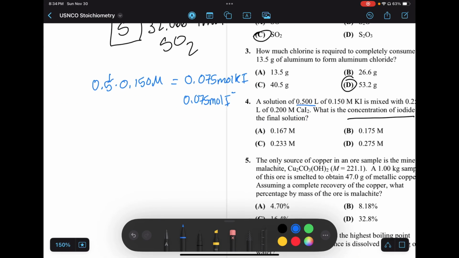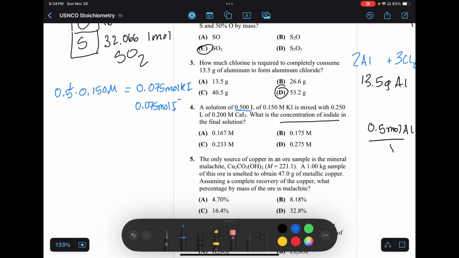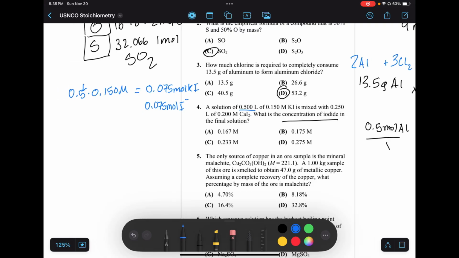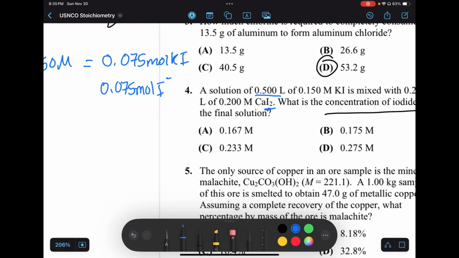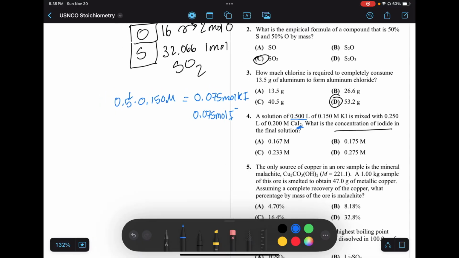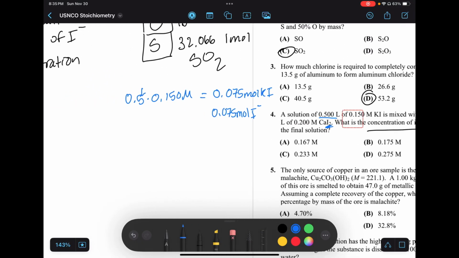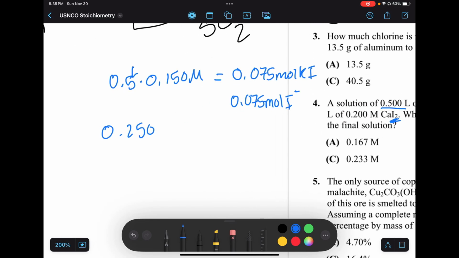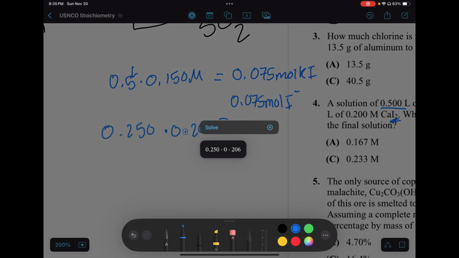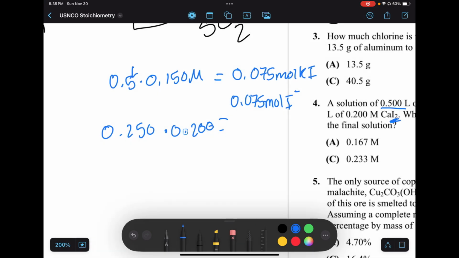Okay. Next, we have 0.250 liters of 0.200 molar calcium iodide. It's important to know that we have two iodines in here, so we'll have to double the moles of the salt to get what we actually need. So 0.250 times 0.200. I'll put it in my calculator.